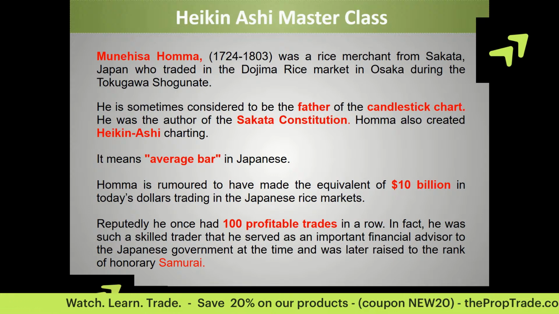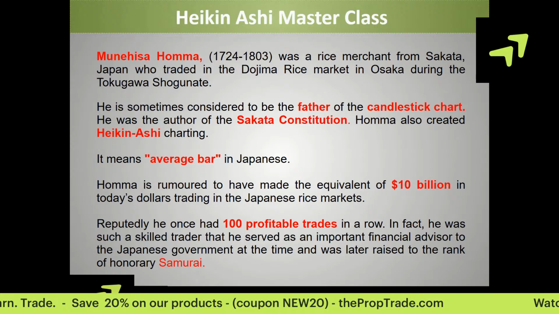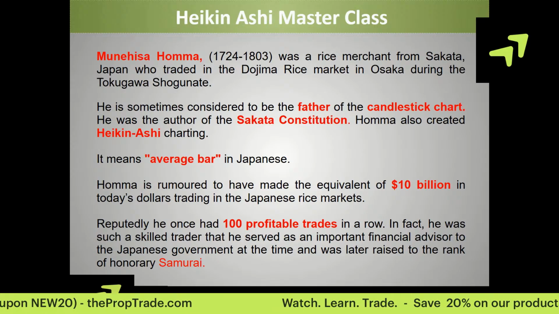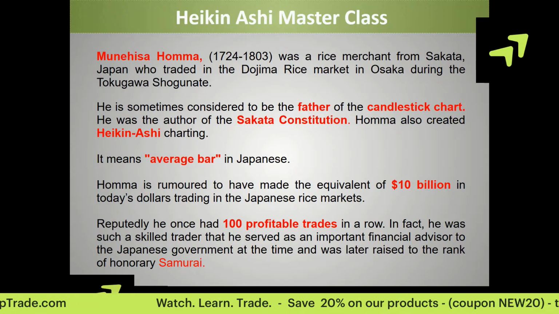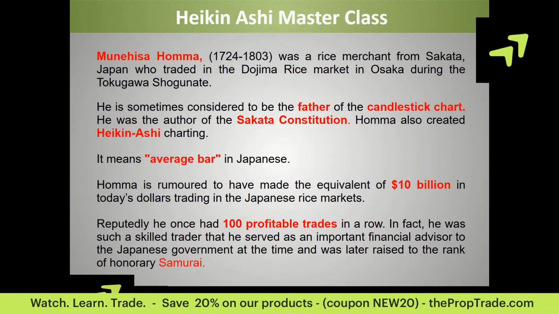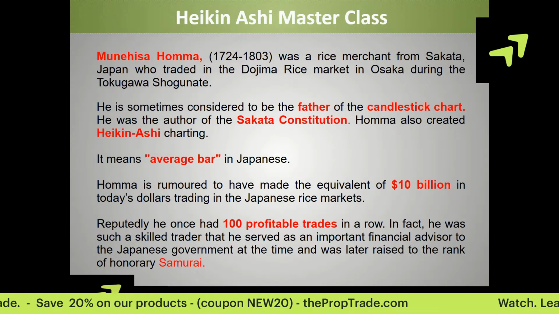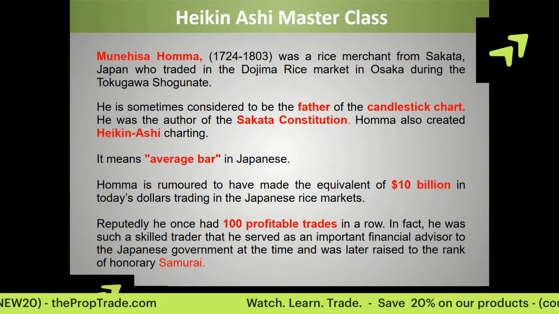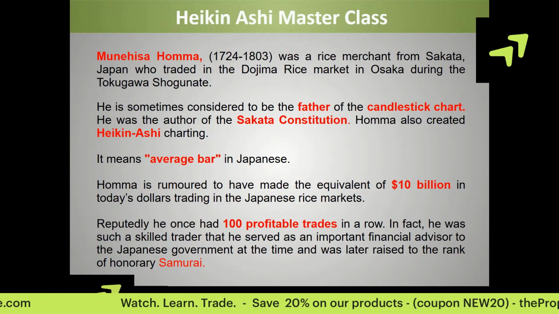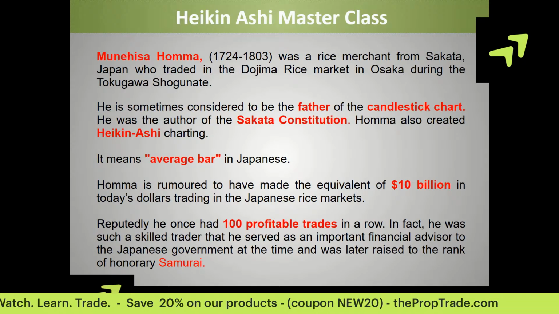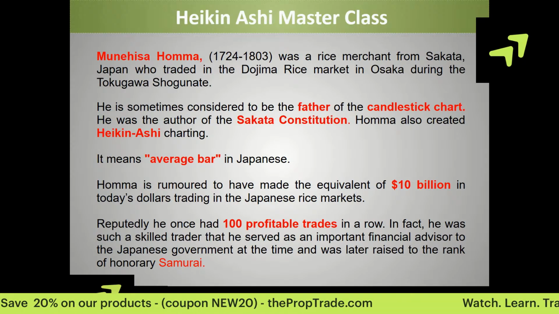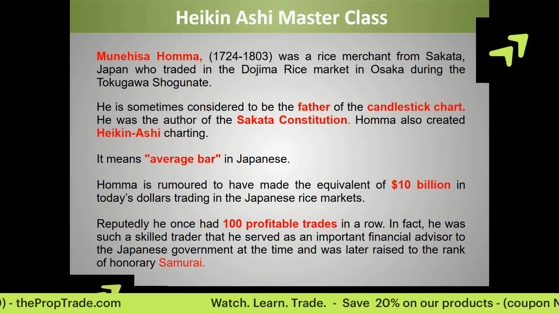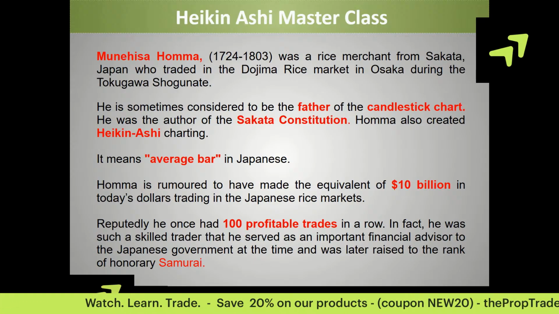It was brought to the West by a guy called Steve Nison back in the 70s. A long time ago now, but these candlesticks are very much a Japanese approach to trading. And Homma then adapted the traditional candlesticks by amending the actual maths that was done to create the candlesticks. And Heikin-Ashi, there isn't a direct translation to English from Japanese, but average bar is the interpretation of it.